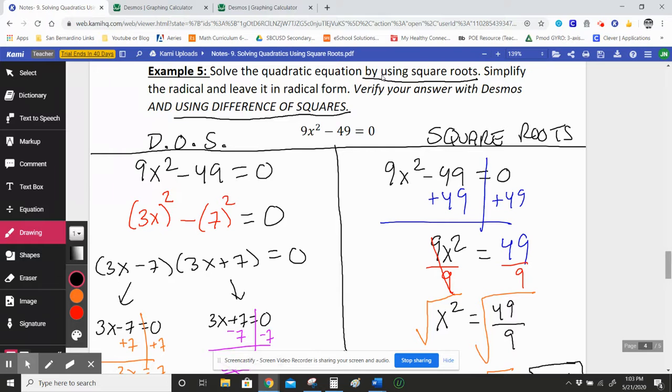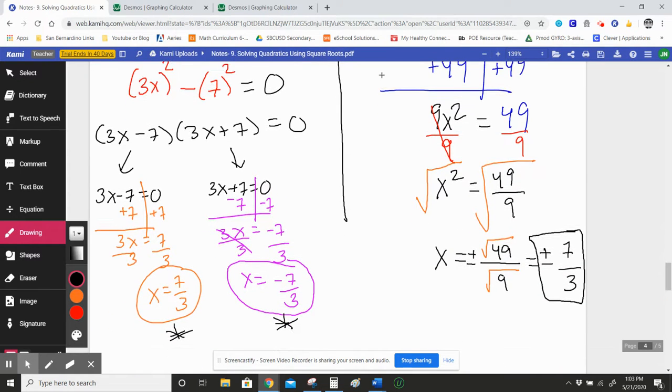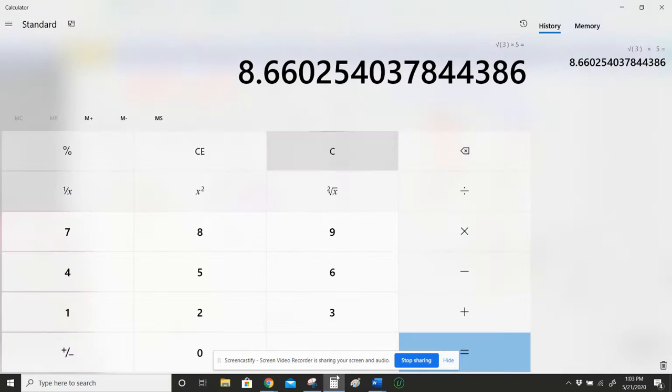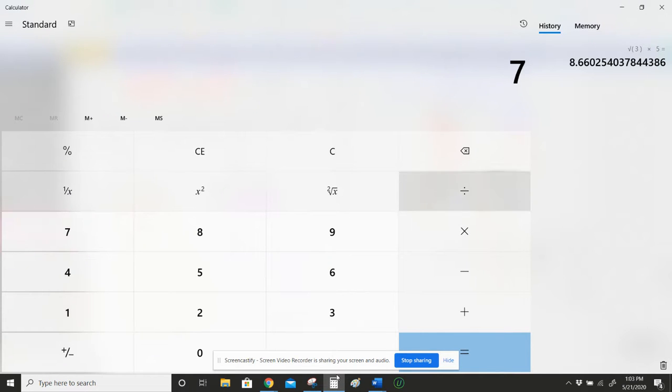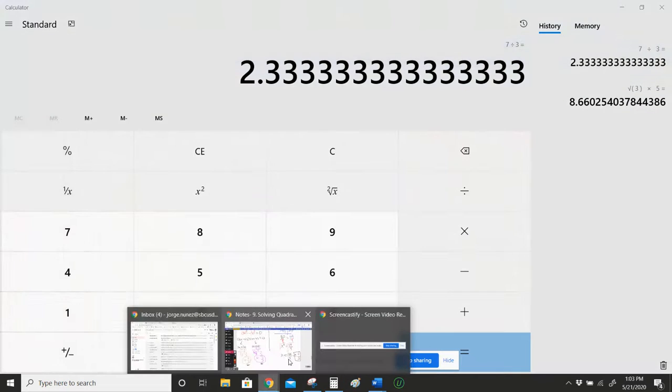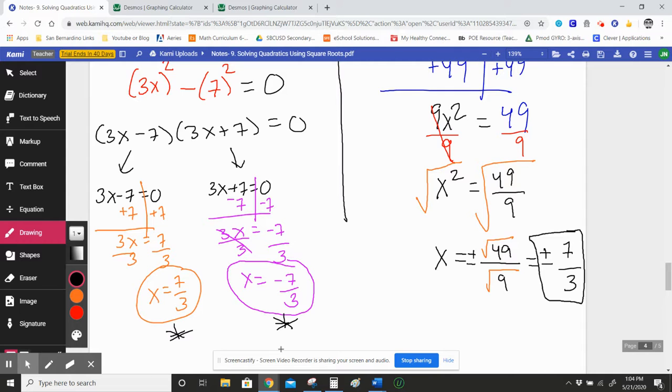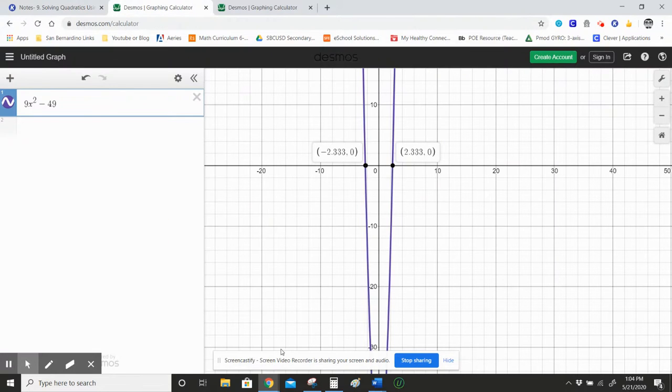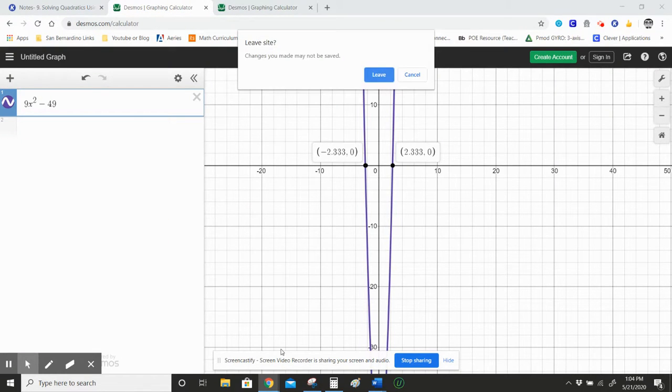So again, like I said, Desmos doesn't do fractions. So let's just figure out what 7 over 3 is. 7 divided by 3 is 2.3333 repeating. Therefore, this is actually correct. This is the same exact answer that we got in Desmos, positive and negative 2.333.